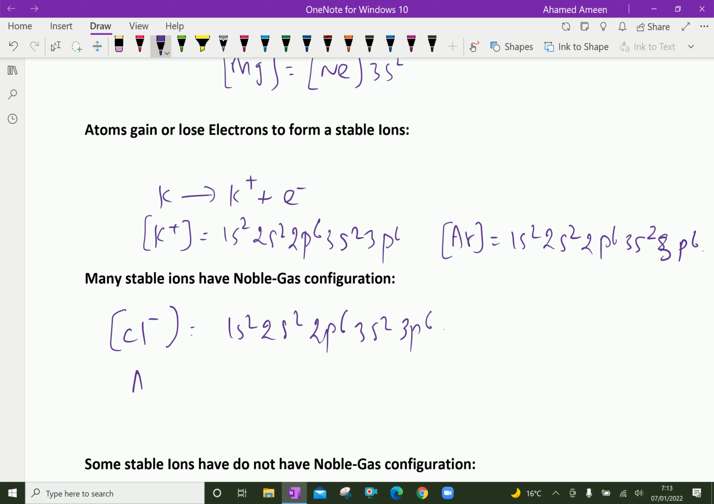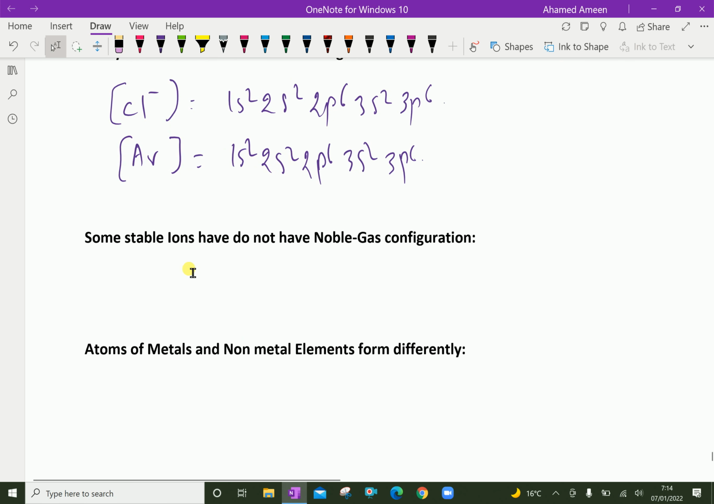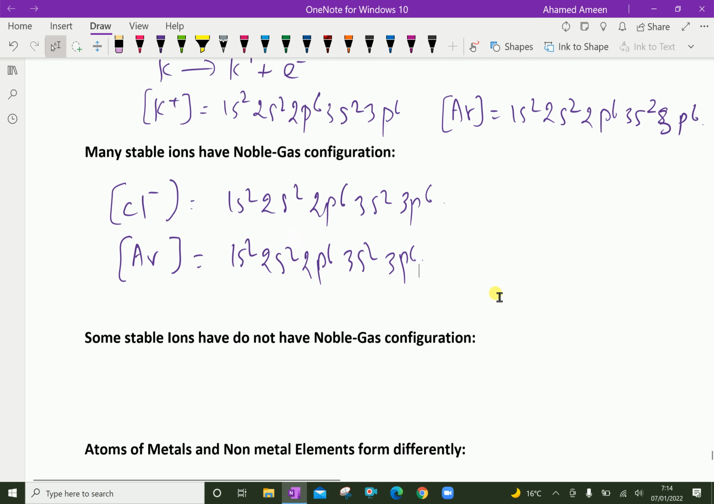In argon, the noble gas, the electronic configuration is 1s2, 2s2, 2p6, 3s2, 3p6. Some stable ions do not have a noble gas configuration. Most of the stable ions become noble gas configuration. Some of them are not.